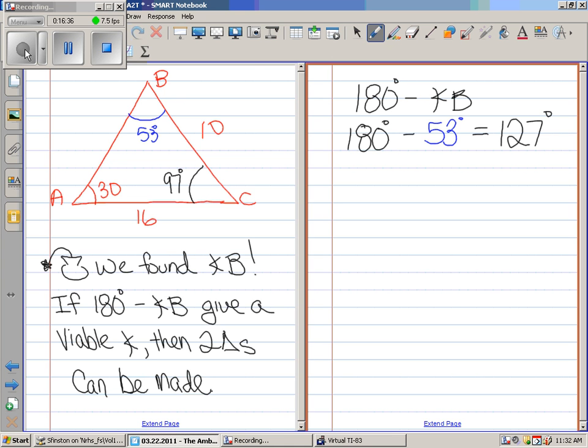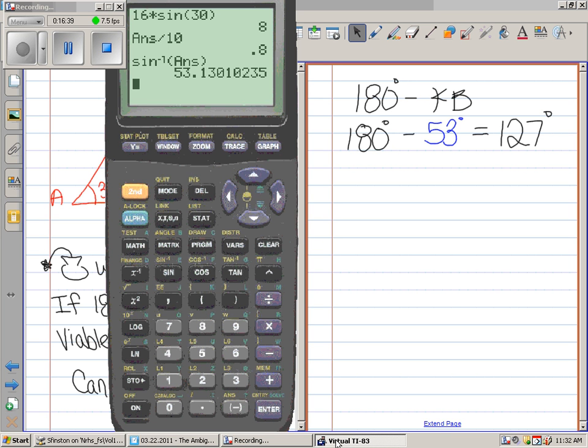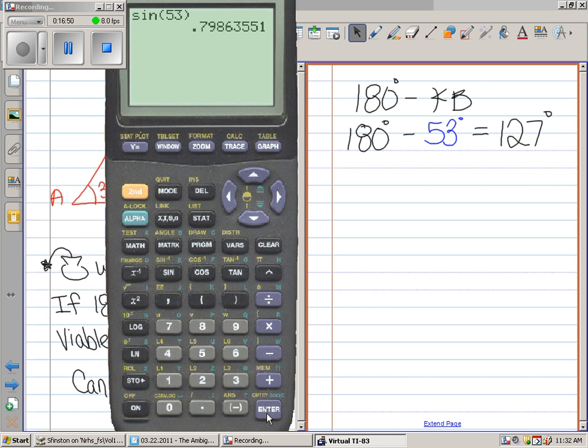And watch this. It turns out that the sine of 53. Type that into your calculator. That's the original amount we found for B. Type in sine 127. They're the same thing, which means 127 is another possible measurement for B. Where the 127 comes from is from circular trigonometry, which we're going to explore in 2 weeks' time. All right? But this is really easy to remember.